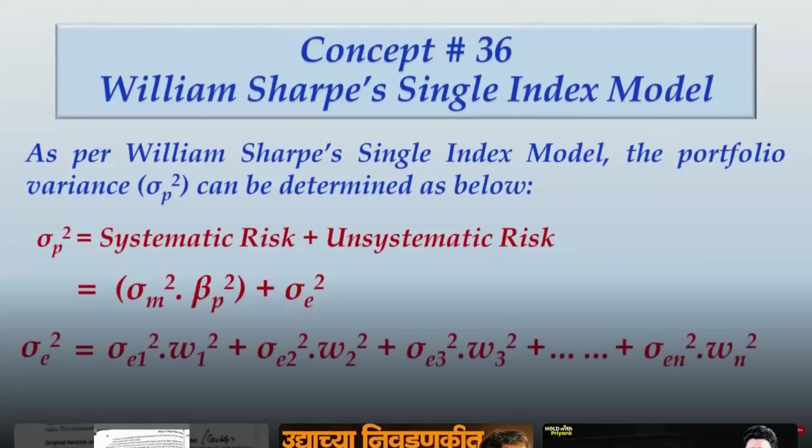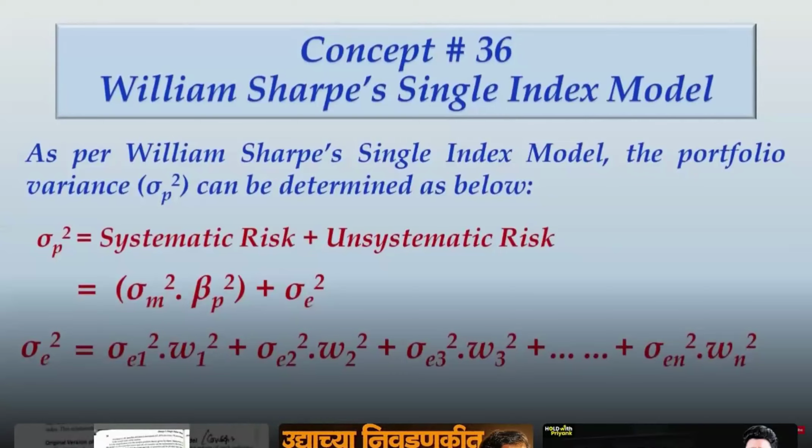सिग्मा ई स्क्वायर्ड विल बी sigma E1 squared into W1 squared plus sigma E2 squared into W2 squared plus sigma E3 squared into W3 squared plus so on up to n number of terms. यानी कि हर एक स्टॉक के अनसिस्टमैटिक रिस्क जिसे हम स्क्वायर्ड फॉर्म में या वेरिएंस फॉर्म में रखेंगे, उसमें उस स्टॉक का स्क्वायर्ड वेट मल्टीप्लाई किया जाएगा. दैट मीन्स जैसे हम वेटेड एवरेज ले रहे हो बट इन स्क्वायर्ड फॉर्म. सो दिस इज हाउ यू विल कंप्यूट अनसिस्टमैटिक रिस्क ऑफ द पोर्टफोलियो यूजिंग विलियम शार्प्स सिंगल इंडेक्स मॉडल.